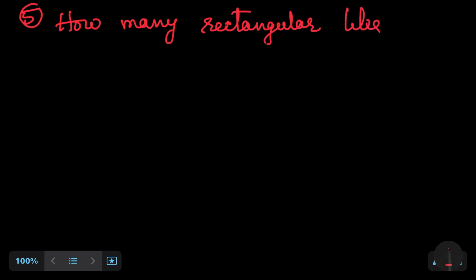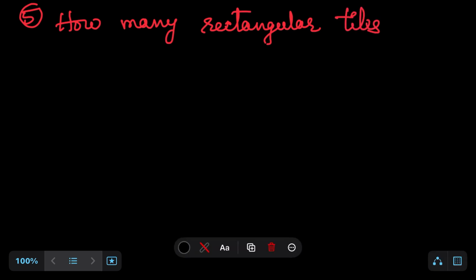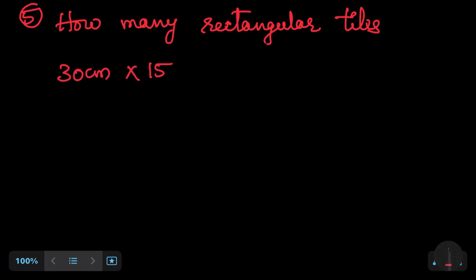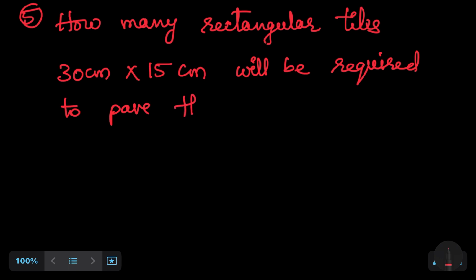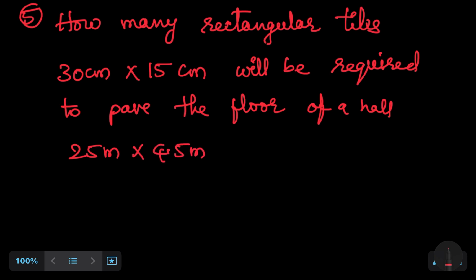How many rectangular tiles (30 centimeters by 15 centimeters) will be required to pave the floor of a hall 25 meters into 4.5 meters? See here, how many rectangular tiles.